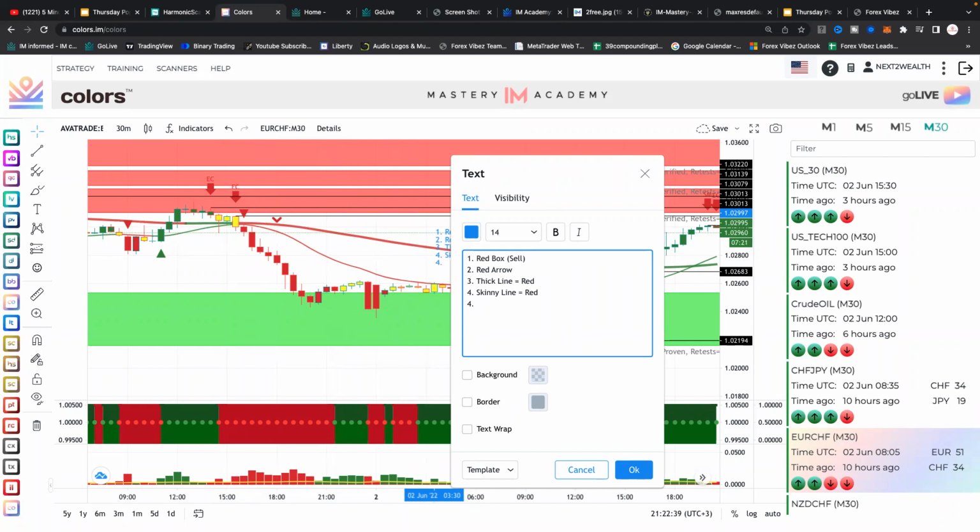Once I see the skinny line red, let's take it a step further. I also want to see, what were these called? Exactly. These are called candlesticks. I want to see my candlestick. What color? Can you guess it? Exactly. So I want to see my candlestick red.